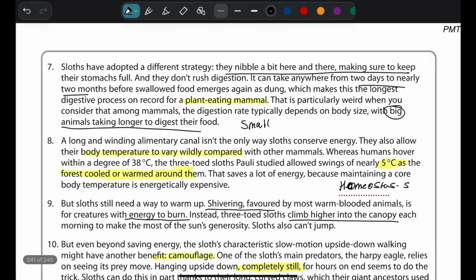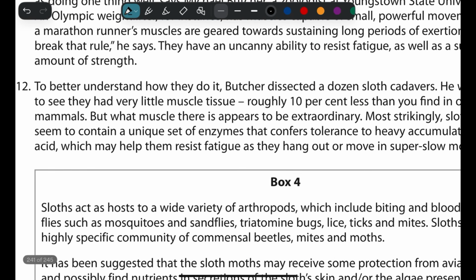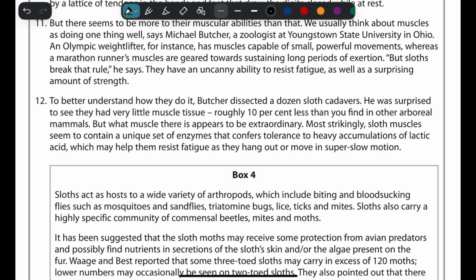So we're going to go to paragraph 12. So looking at paragraph 12, let's see. I said the butchers dissected sloth cadavers. They said they have very little muscle, which is what we mentioned before. It's just not really relevant to the question that we had. So they said most strikingly, there's a unique set of enzymes in the sloth muscle. That's what we said. Tolerance to heavy accumulations of lactic acid.